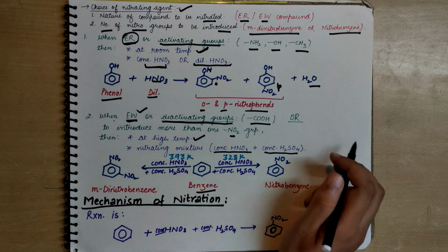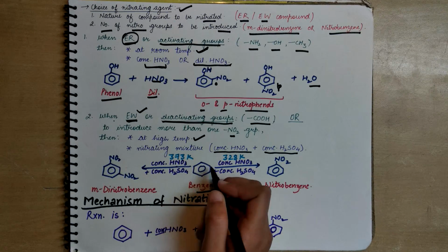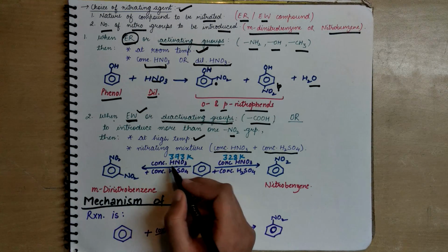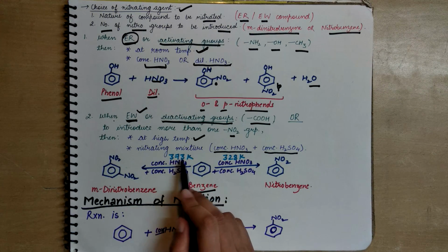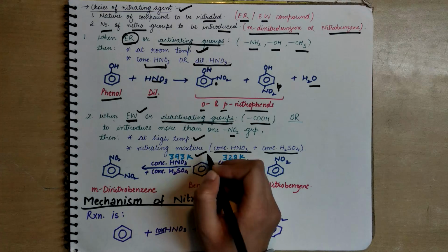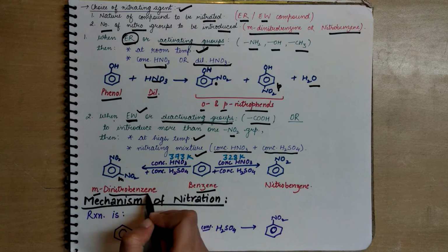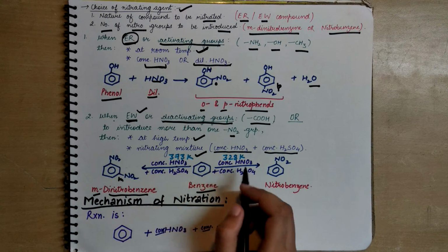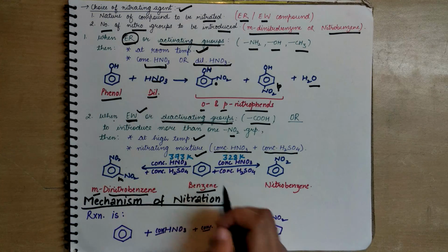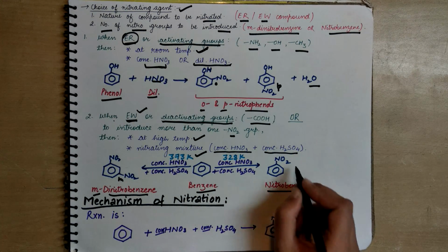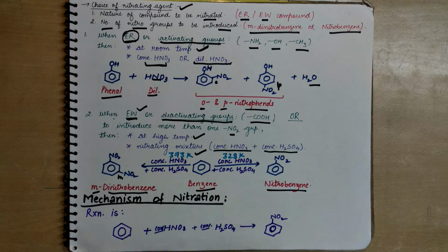plus concentrated sulfuric acid. For example, when the reaction of benzene with concentrated nitric acid and sulfuric acid is carried out at 373 Kelvin, we get meta-dinitrobenzene. But if the same reaction, that is benzene with the nitrating mixture, is carried out at 328 Kelvin, then we get nitrobenzene. So here we get different products at different temperatures.